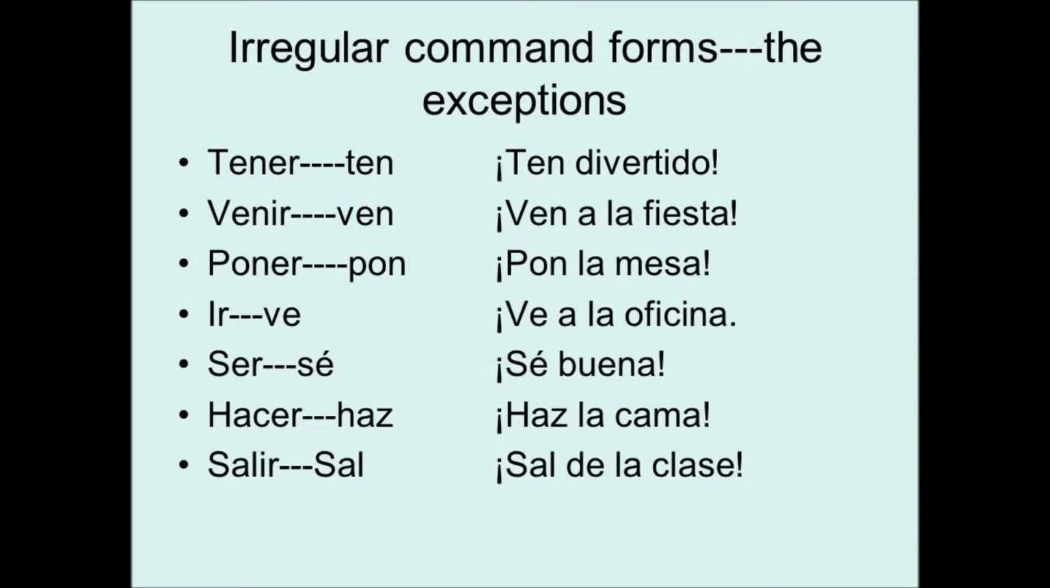Okay? Venir, to come. Ven is the command form. Ven a la fiesta, come to the party. Ven a mi casa después del colegio. Come to my house after school. Okay, so ven. The next one, poner, to put or to place. Pon is its command. A different type of example from our chapter could be pon el pollo en el horno, put the chicken in the oven. The example here, pon la mesa, set the table. So poner doesn't normally mean to set, but in this case it does, pon la mesa.